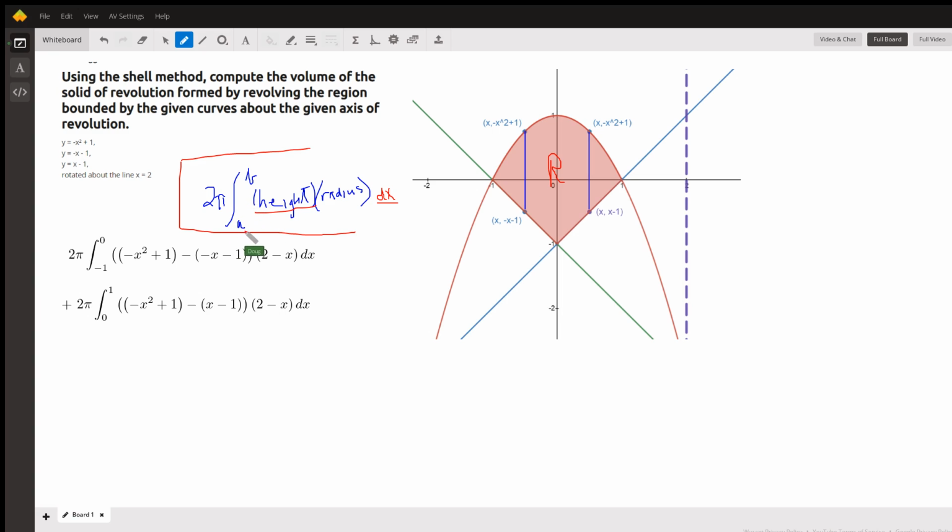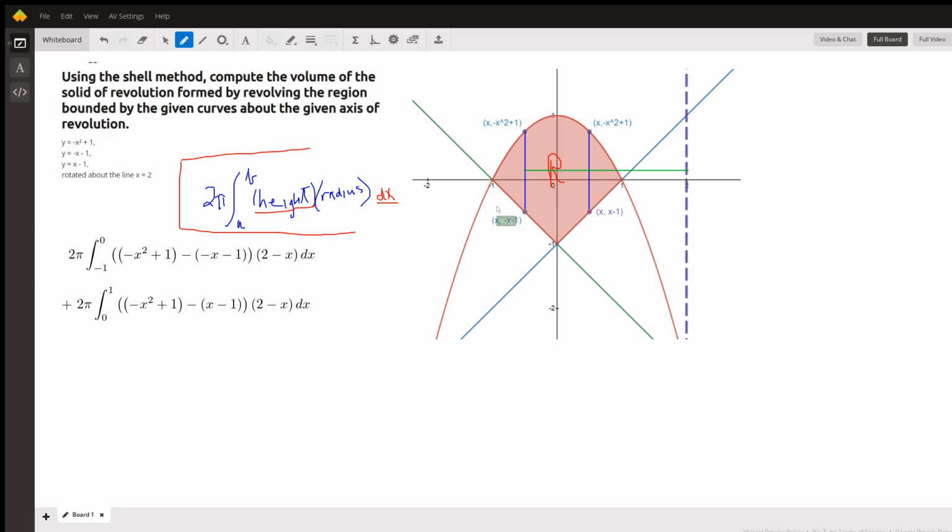2 pi times the definite integral from a to b of the height of a typical shell times the average radius, which is the distance from the axis of revolution to the center of a typical shell. So it's like that distance right there.